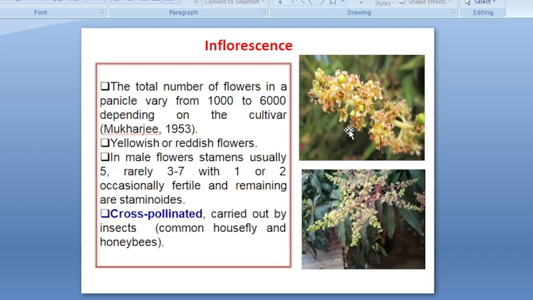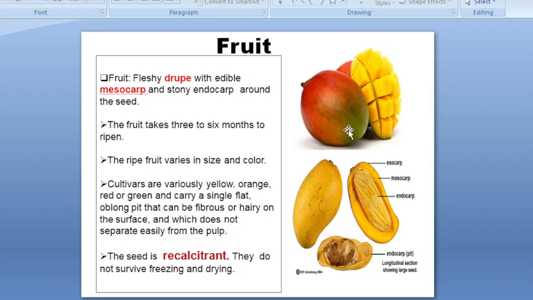Like 0.01% fruit setting percentage in case of mango. It is highly cross pollinated, and the pollination is done mainly through houseflies and honeybees. So this is the cross section of mango fruit. Whatever portion we eat is the mesocarp, the outer layer is the exocarp, and the stone that we see is the endocarp.